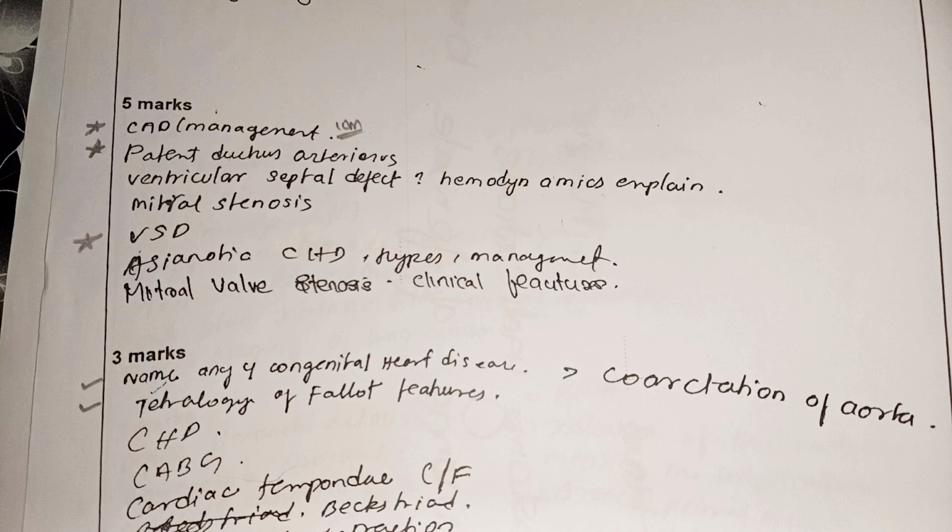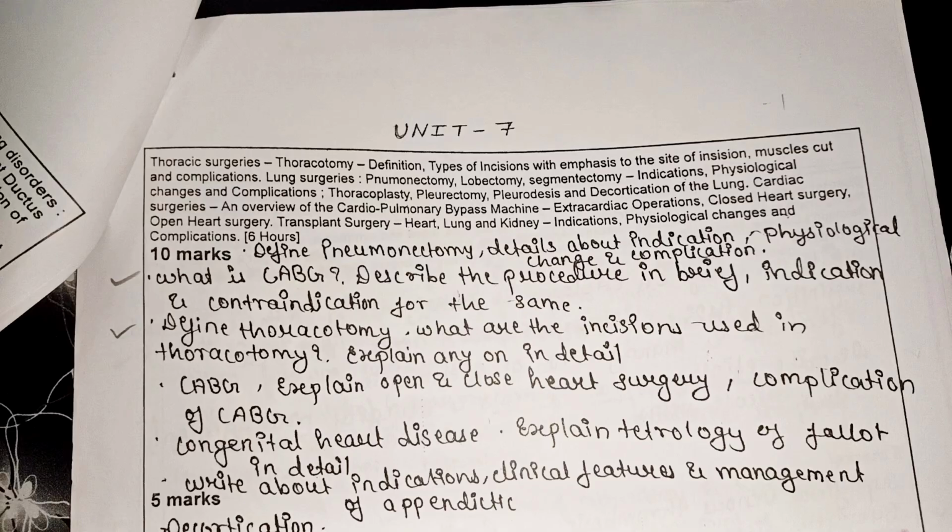Now moving on to the next chapter, that is thoracic surgeries. In this, the important 10 mark questions are: the first one, define pneumonectomy, details about indication, physiological changes and complications. Second one, what is CABG? Describe the procedure in brief, indication and contraindications for the same.